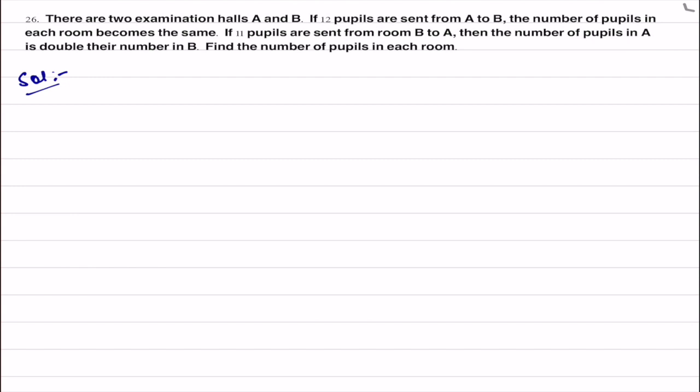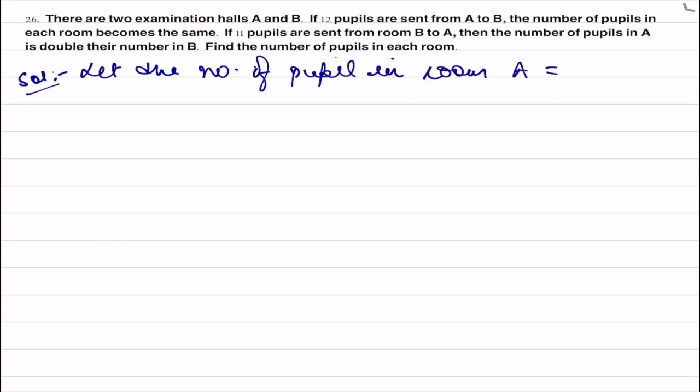If 12 pupils are sent from A to B, the number of pupils in each room becomes the same. And if 11 pupils are sent from B to A, the number of pupils in A is double the number in B. Find the number of pupils in each room. So first we'll suppose the number of pupils in room A is X and the number of pupils in room B is Y. Now read the statement carefully.